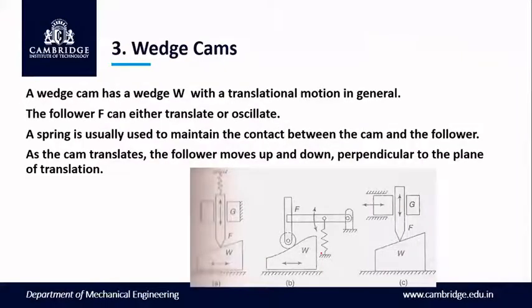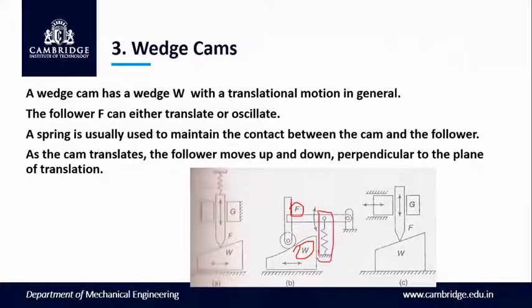The wedge cam is the next type. We simply denote the wedge by W, the follower by F and the guide by G. It is commonly used to transmit translation motion. Here the follower can either translate or oscillate. Springs are commonly used to make sure there is continuous contact between cam and follower. In the diagram you can see the bottom part is called the wedge and the top part is called the follower. These two are in contact with the help of a spring.